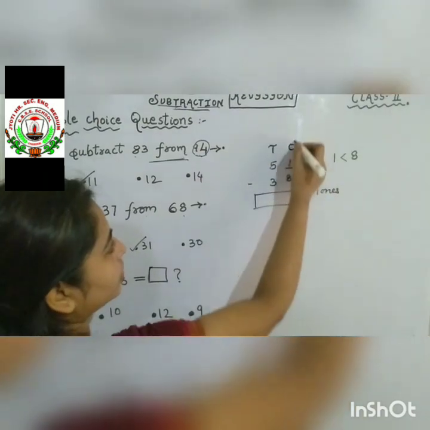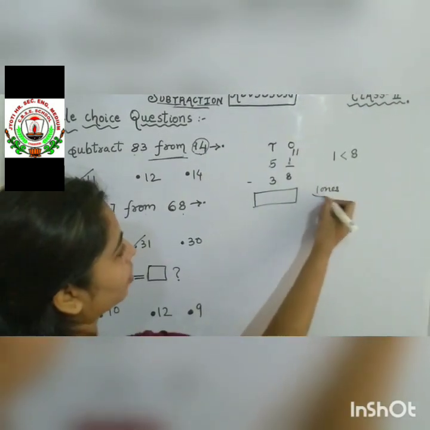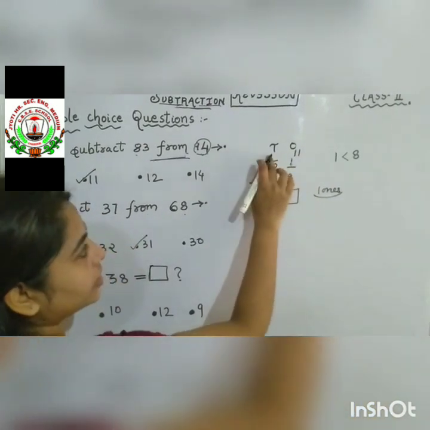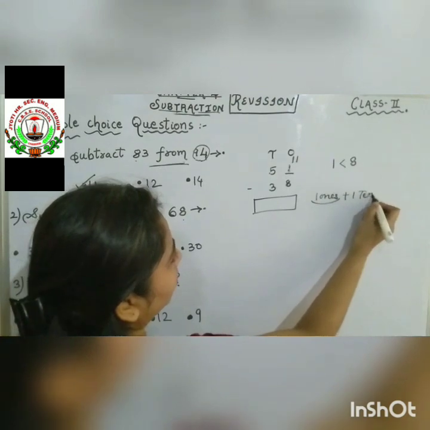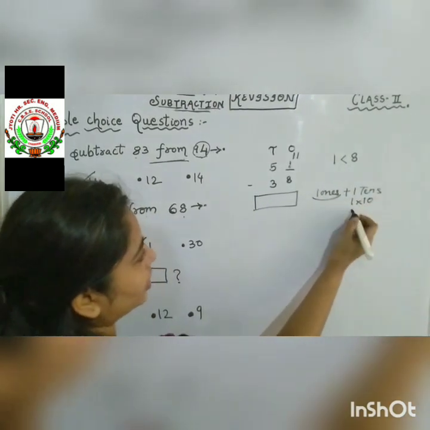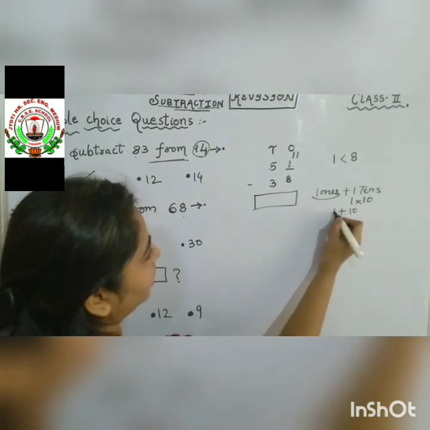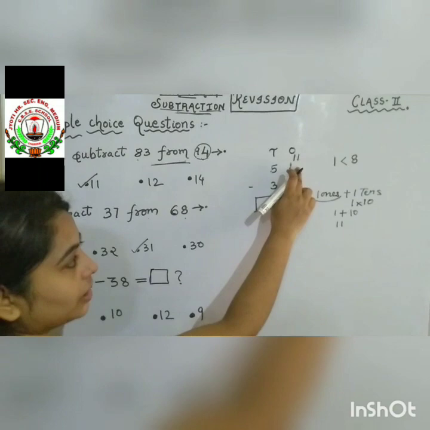So now this will become 11. How? See, already 1 is there. The tens place will give 1 ten. 1 ten means 10. So 1 and 10 together will become 11. So our new number is 11.